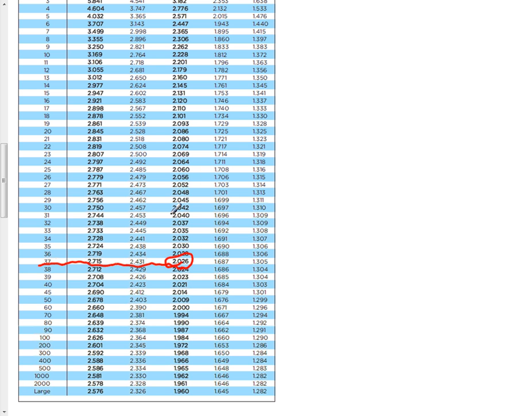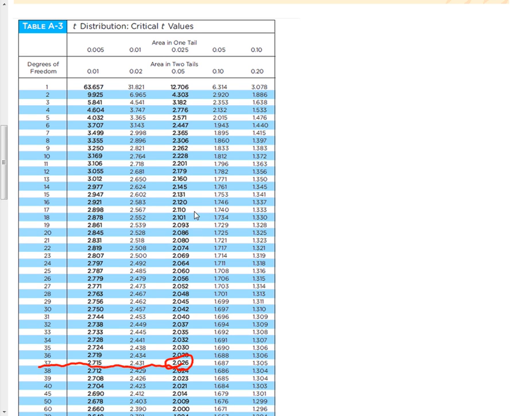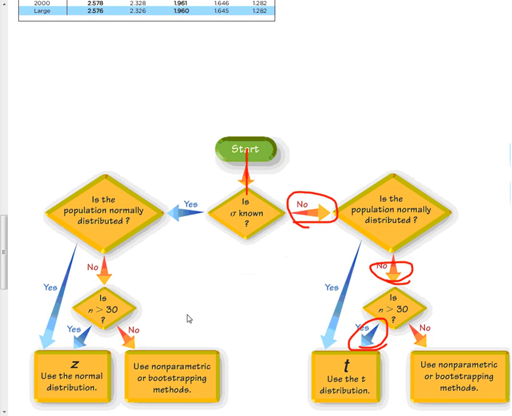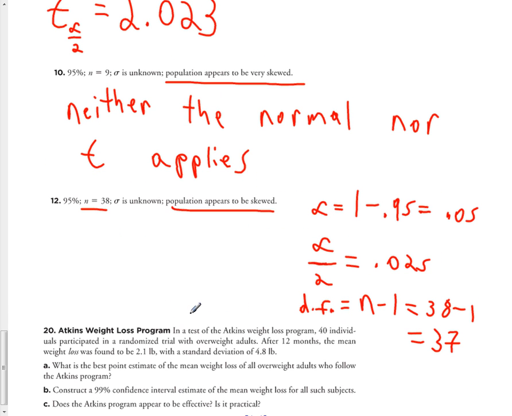And why that value? If we look above, this is the column that has area in one tail of 0.025. That is our alpha over 2. So we find alpha over 2 in the top row, we find the degrees of freedom along the first column, and the intersection of that row and column gives us our critical t, 2.026. So the t of alpha over 2 is equal to 2.026. And there we've done some problems calculating the critical t.